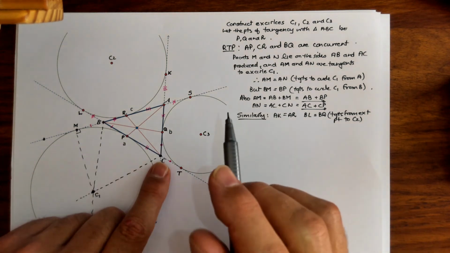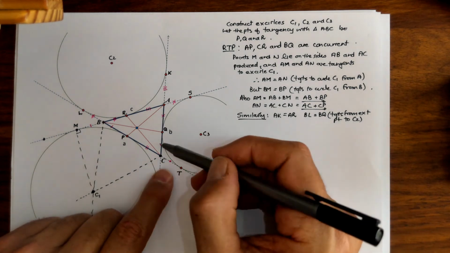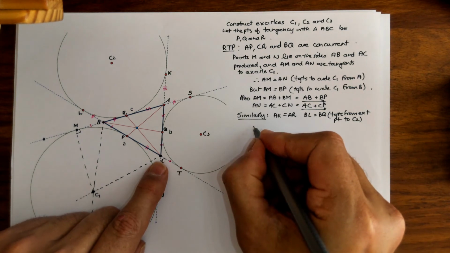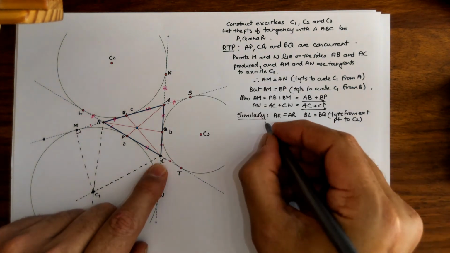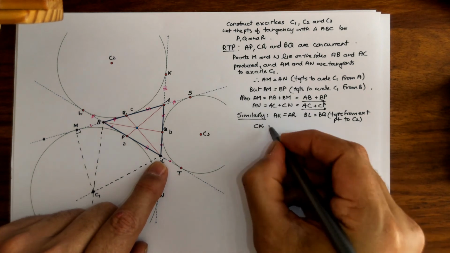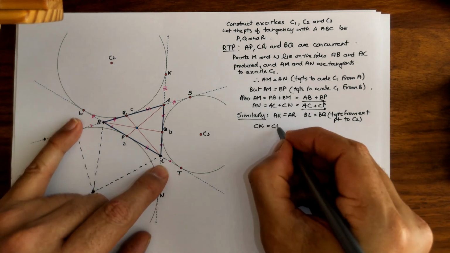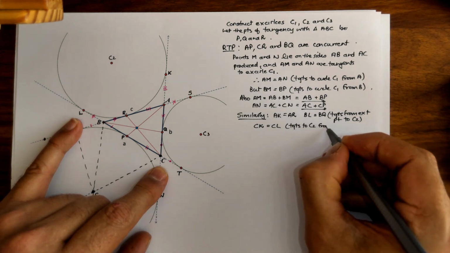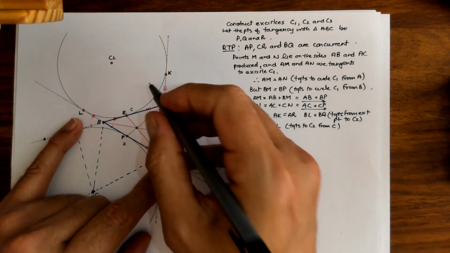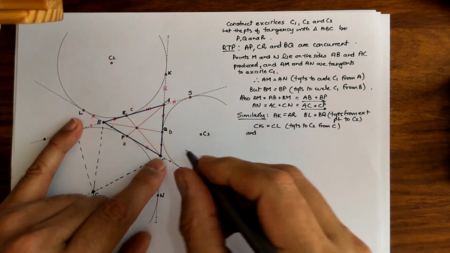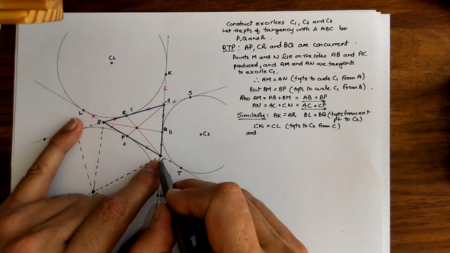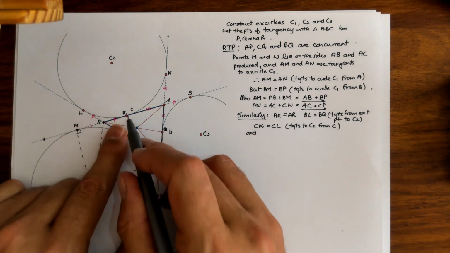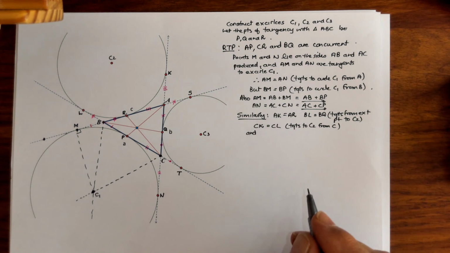So if we now talk about our tangents, CA plus CK, so CA is the one tangent, CK is the tangent in full. So CK is equal to CL, tangents to the circle C2 from point C. Okay, and the same thing happens. CK is equal to CA plus AK, which becomes CA plus AR at the end of the day.